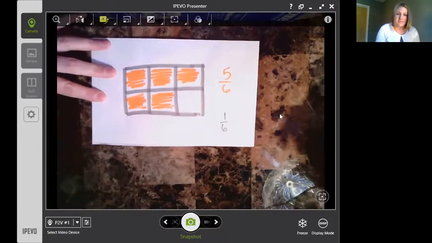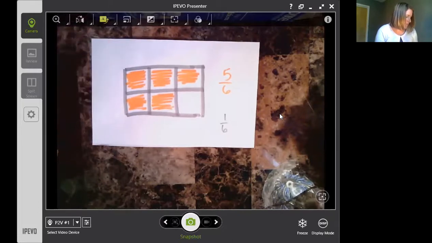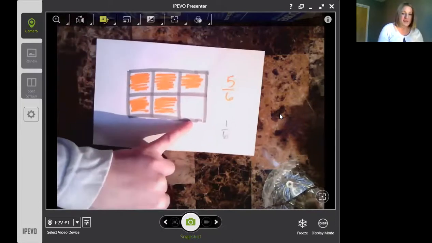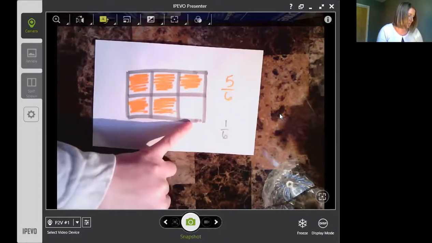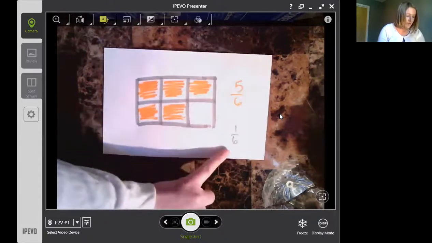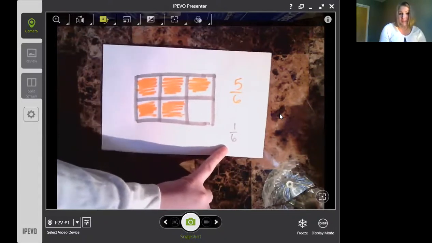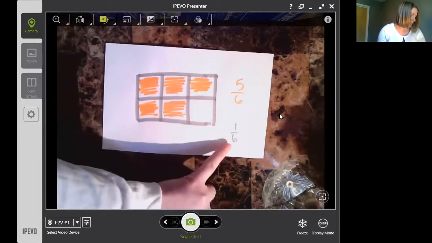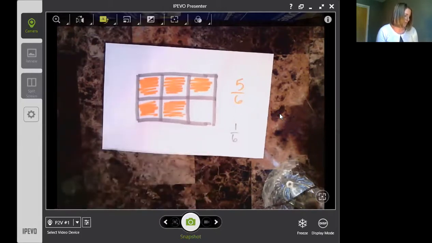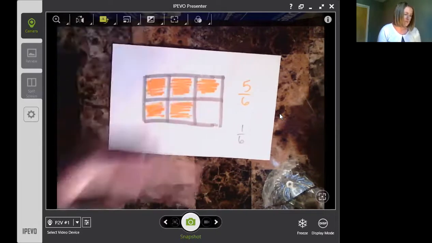Here I have 5/6 shaded, and here's another case where I have one piece that's not shaded, and that is not the reason why my unit fraction is called 1/6. It's a coincidence, but my unit fraction is 1/6 just because each of these pieces is called 1/6.